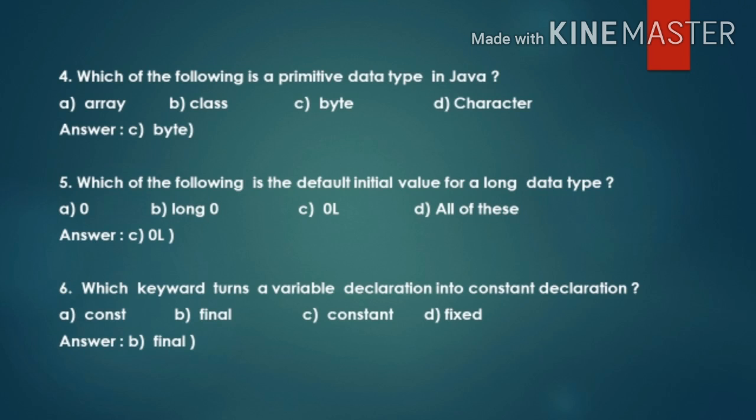Question number 6. Which keyword turns a variable declaration into a constant declaration? The options are A, const, B, final, C, constant, D, fixed. The correct option is B, final.